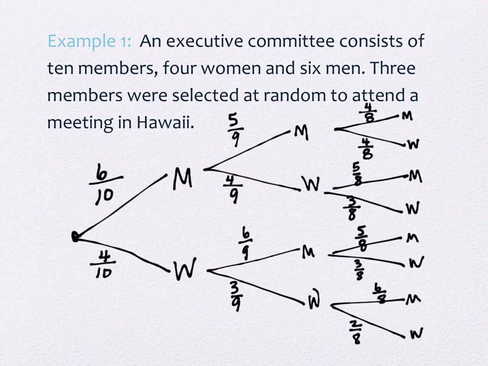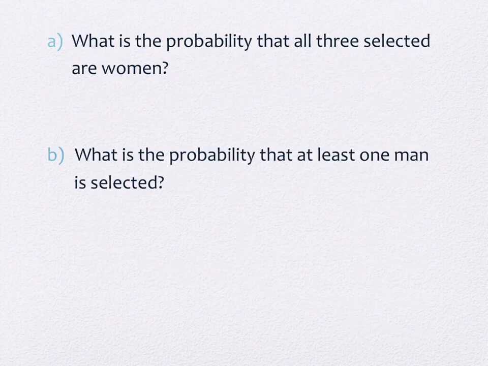Now, the reality is, if they only asked me what's the probability that all 3 selected are women, I wouldn't necessarily have to flesh out the whole tree diagram. But you're usually asked more than one question, which means you don't really get to shortcut the system and only do part of the tree diagram that you need. It doesn't usually work that way.